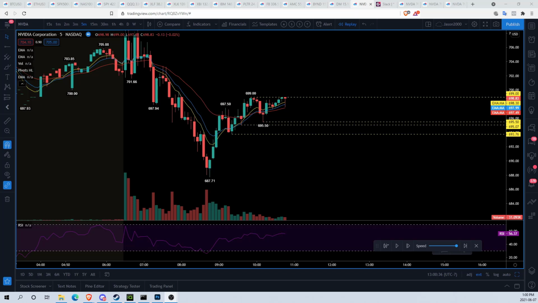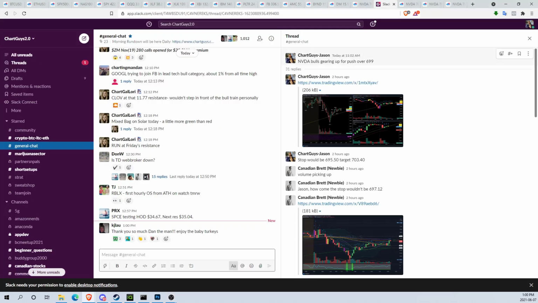So as we're watching this develop, I post in the Slack community and I say, hey, we've got the bulls here gearing up for a break over 699.